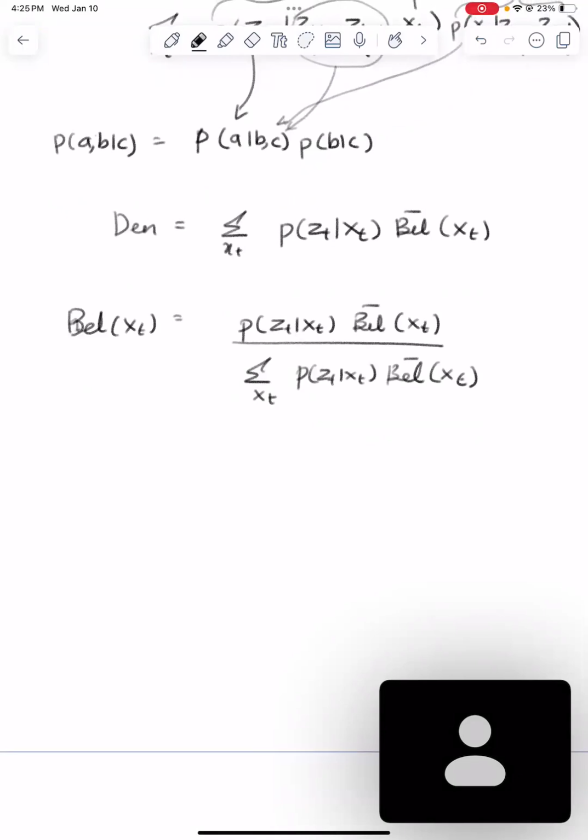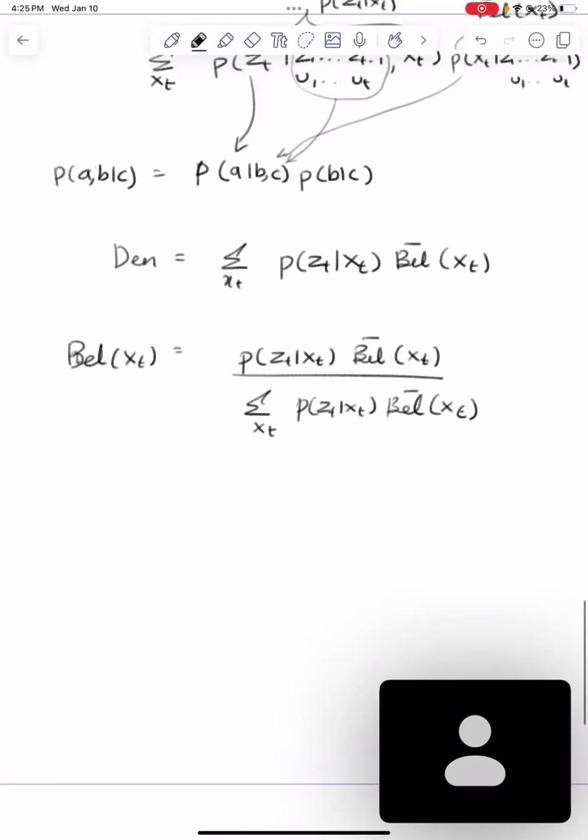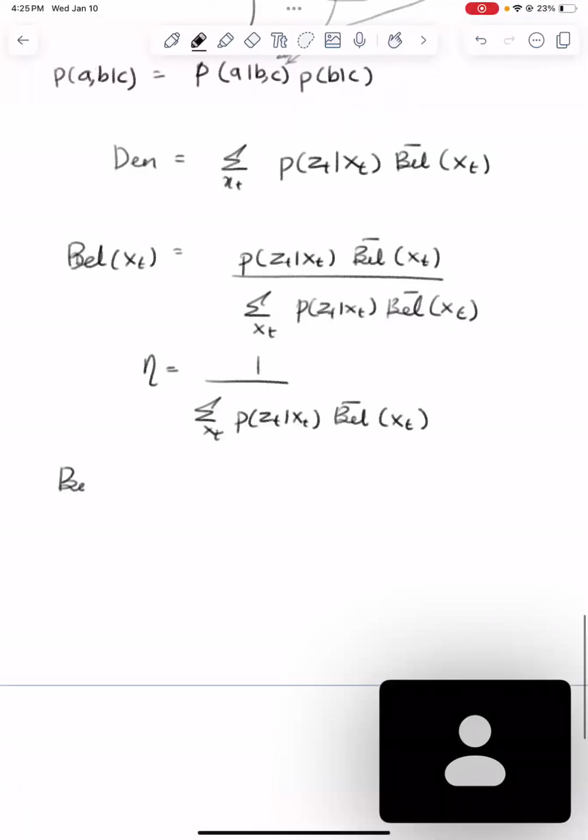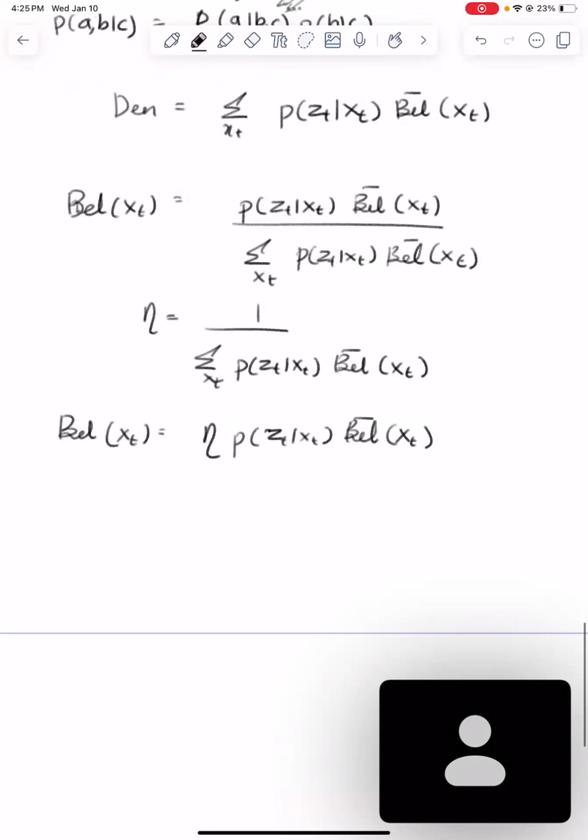So what does this tell us? Now we have figured out a way to connect belief to belief bar. Often you can consider eta as 1 over this sum, and this gives us that. And now you can write belief as eta times P of zt given xt times the belief bar of xt. And so this is what you see in the slides often. You skip some steps, and the eta is just the normalization factor, which is right here.